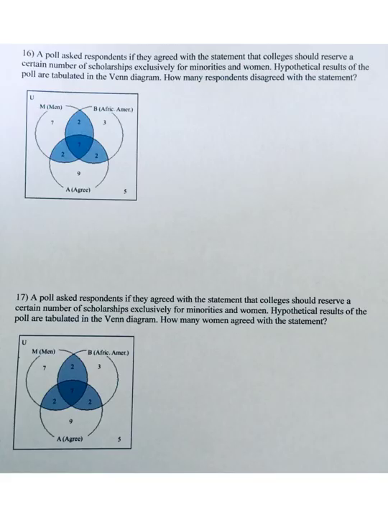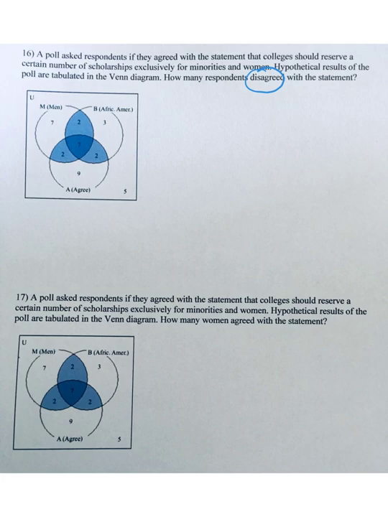Question 16 says a poll asked respondents if they agreed with the statement that colleges should reserve a certain number of scholarships exclusively for minorities and women. Hypothetical results of the poll are tabulated in the Venn diagram. How many respondents disagreed with the statement? So we want to pay close attention to the question at the end. What exactly are they looking for? Here they want everybody that disagreed. And we'll add up all the numbers that qualify together for the final answer.